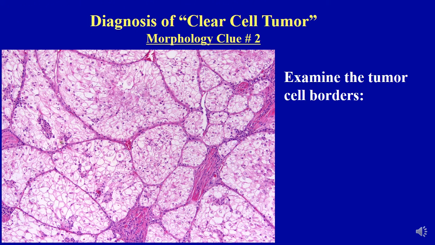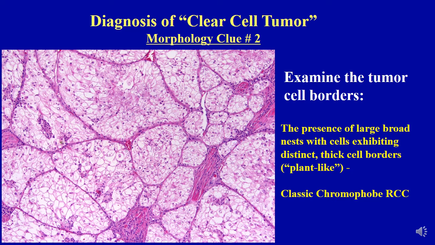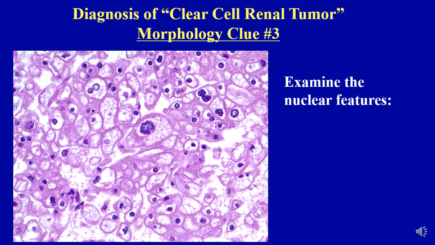Our second morphology clue is that we are going to pay attention to the tumor cell borders. So in this particular case, you can see here that the nests are relatively larger and broad, but when we look at these cells, they have very prominent cytoplasmic borders that give it almost a plant-like cell effect. And with the presence of these plant-like cells, one should think about a classic chromophobe renal cell carcinoma, which you can further prove based on the additional nuclear features.